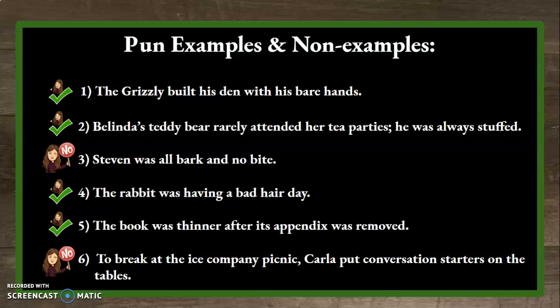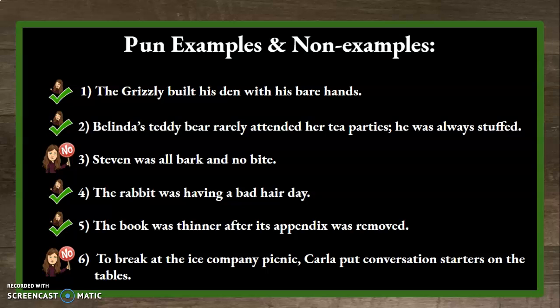Number 2, Belinda's teddy bear rarely attended her tea parties. He was always stuffed. So the word stuffed is the word that makes it a pun because her teddy bear is actually stuffed with filling. But it's also a play on the fact that we say we're stuffed when we've had too much food and we're full. Number 3, Stephen was all bark and no bite.